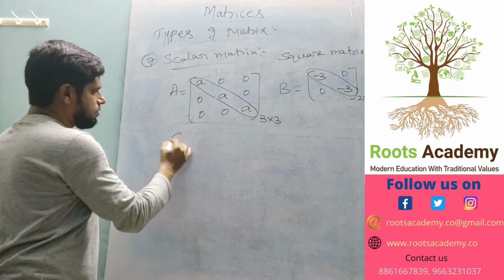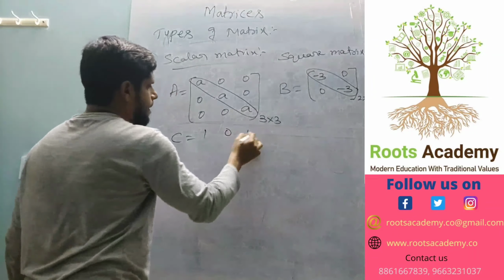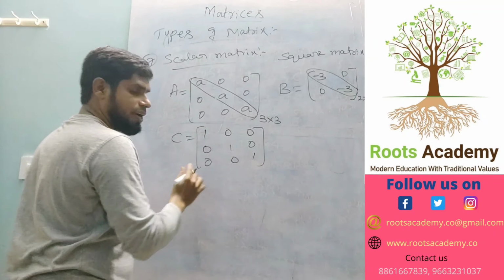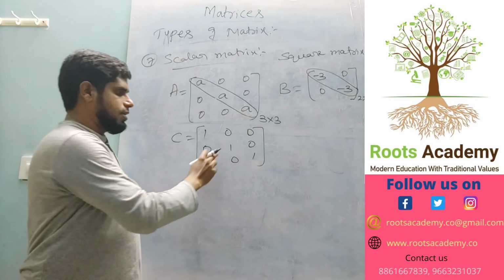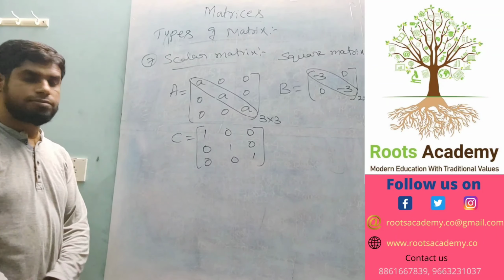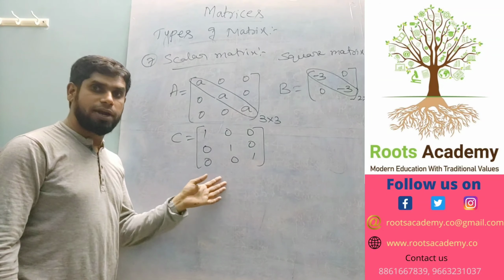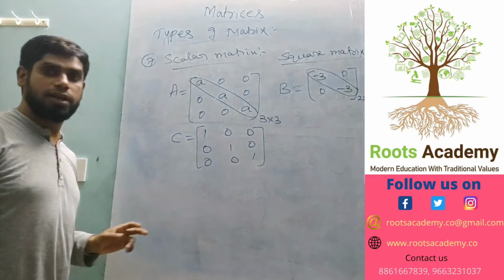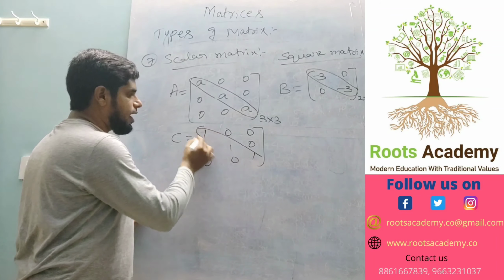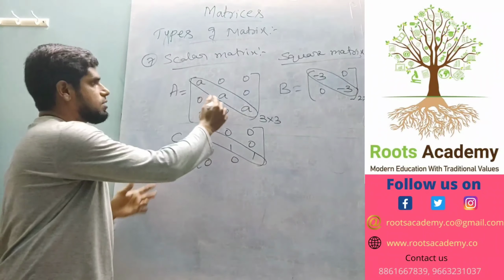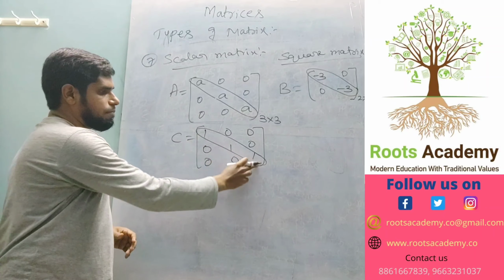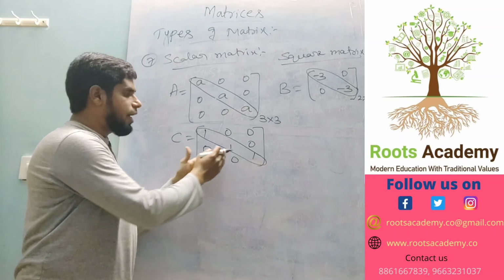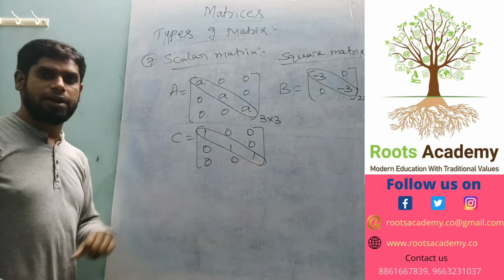In case, if I take like this, is this a scalar matrix for us? Yes, of course, it is a scalar matrix, no doubt about it, because it is a square matrix. Then after that, the principal diagonal elements are equal. See, here all 3 elements are equal. But actually we will call it an identity matrix.